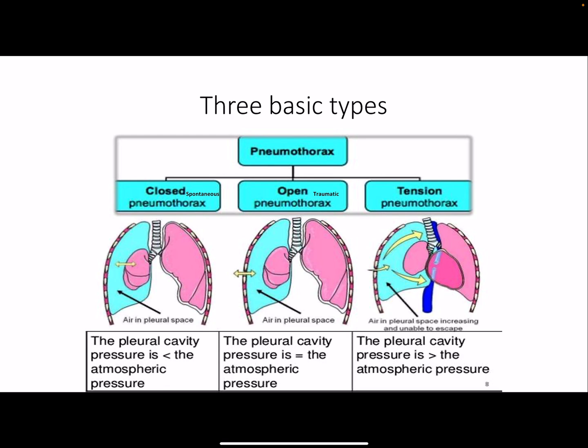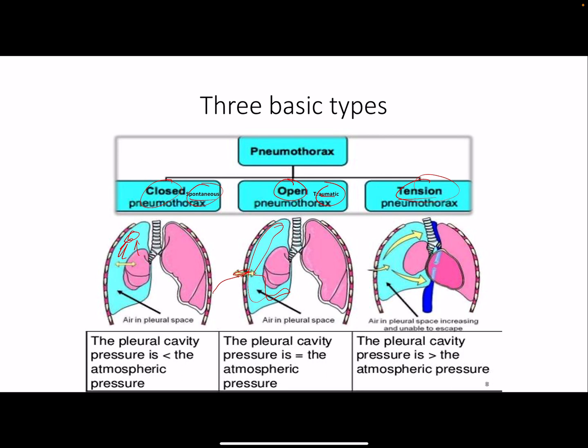3 basic types, but kind of 6 basic types. Closed is spontaneous, open is traumatic, and then tension. We're mainly going to go through spontaneous, traumatic, and tension, but some people call them closed and open. So closed is where you haven't been stabbed, you haven't been shot. You kind of have a leak in your lungs, and air has leaked out into the intrapleural space. The traumatic, you got stabbed, too bad. Now there's air in here.